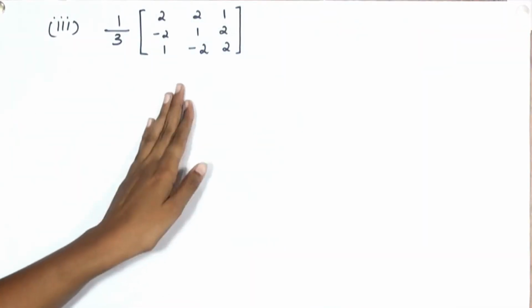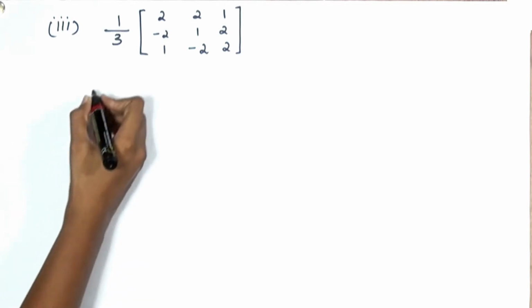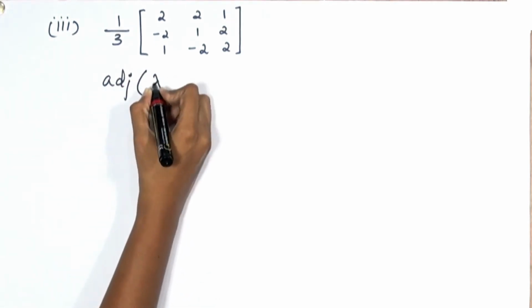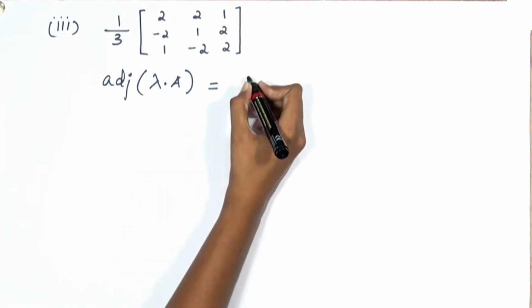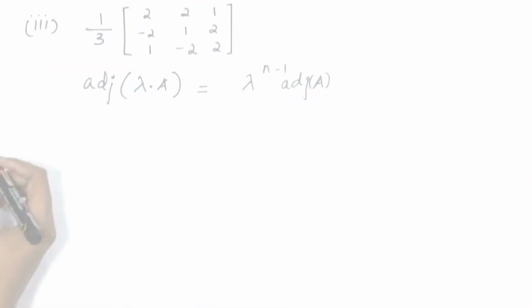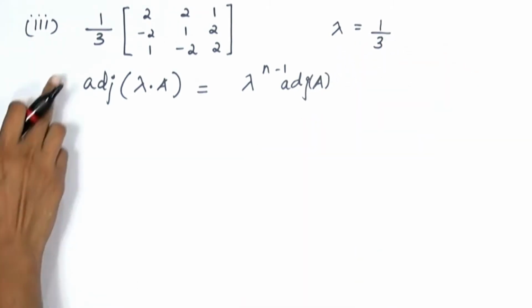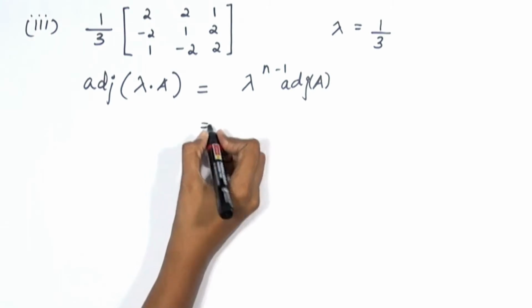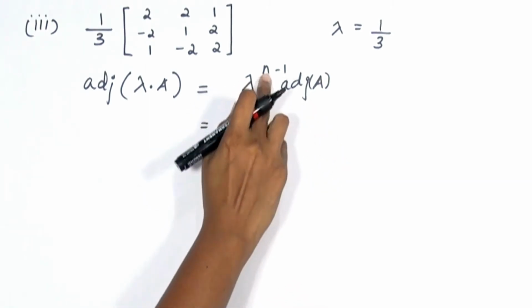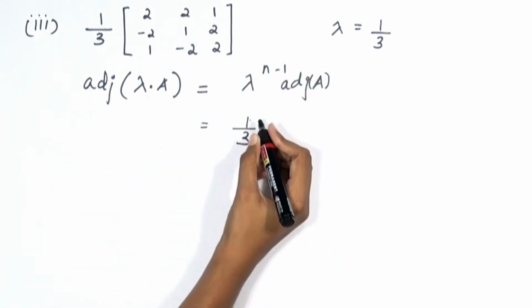And moving on to the third sum. Considering this sum, it is not like the previous sum. It has a constant outside the matrix. So in this case, we will be following a special kind of theorem, which is adj of lambda into A is equal to lambda to the power n minus 1 times adj A. So here lambda is equal to the constant, which is 1 by 3. So we will be substituting 1 by 3 in the place of lambda, and this n is nothing but the number of rows and columns, which is 3, and therefore 3 minus 1 becomes 2.